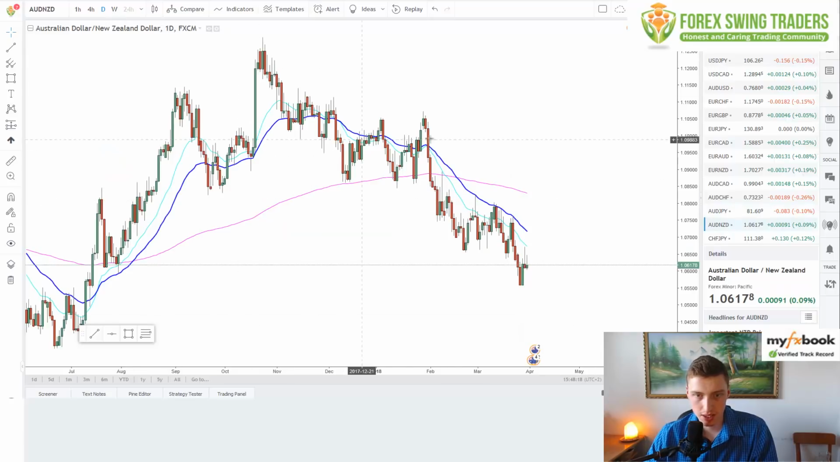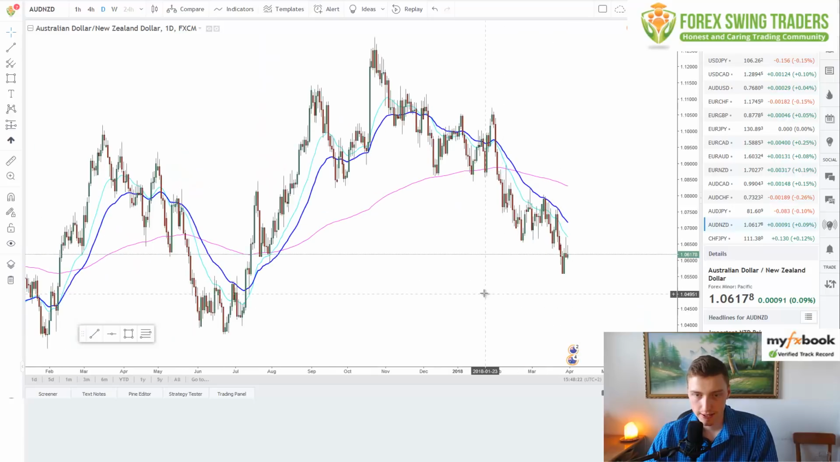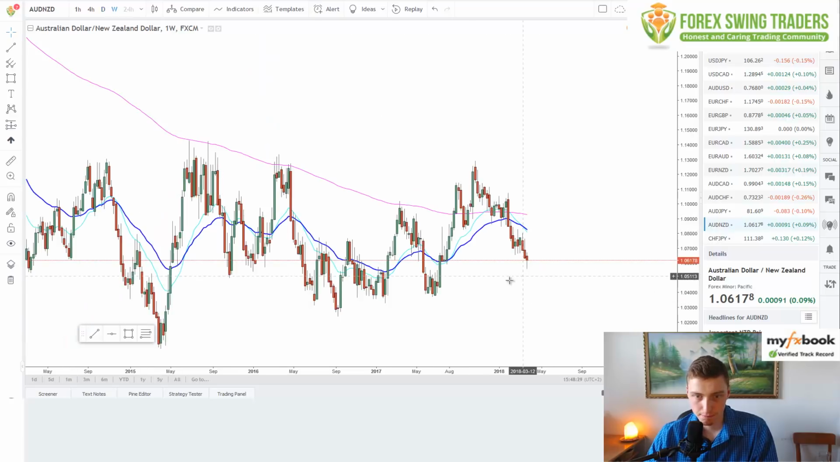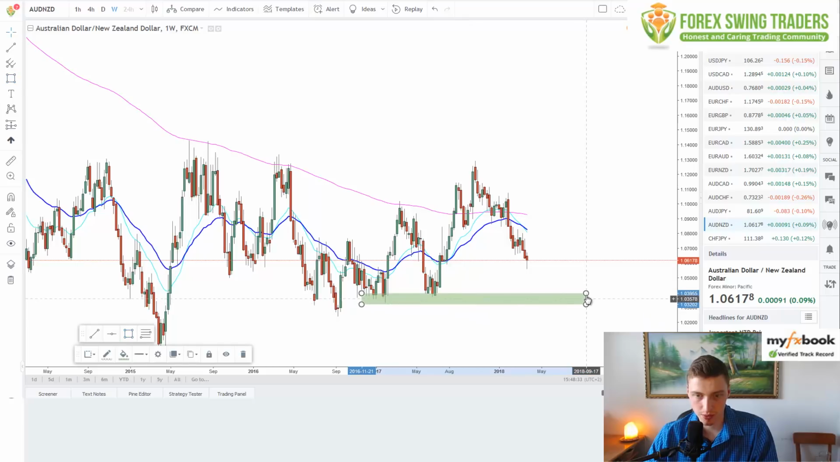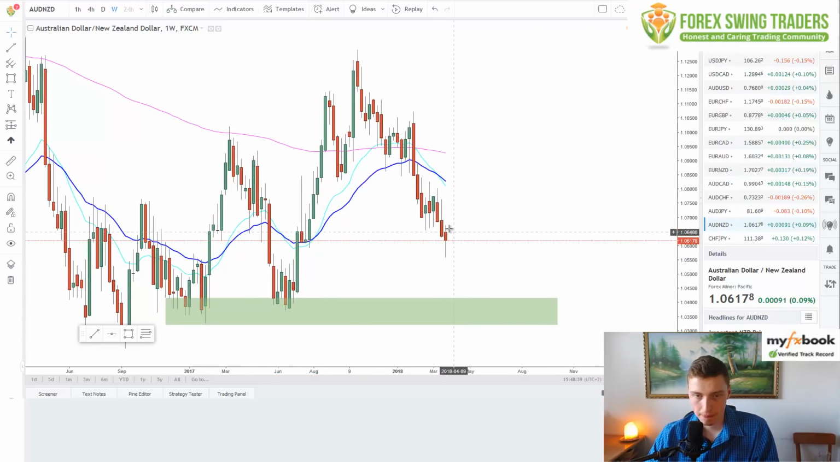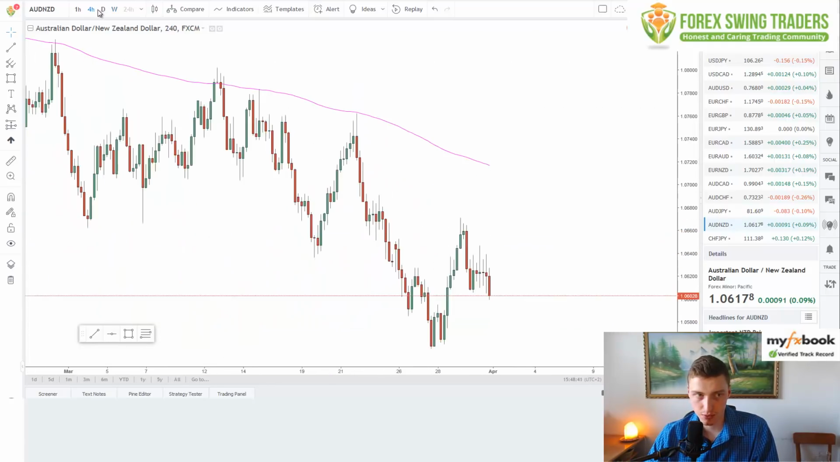Okay, Aussie New Zealand in a bearish downtrend. You can see price is making lower lows, lower highs. Still, you can get into a bearish downtrend because the next support, strong support, is right here. Okay, so there's still room to the downside. Okay, so that's it for Aussie New Zealand.